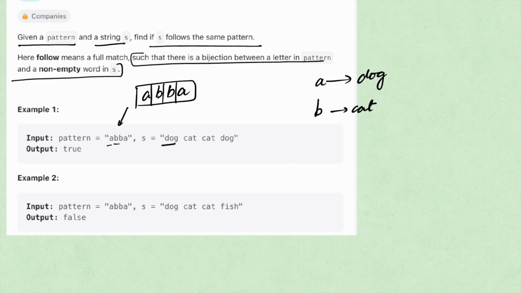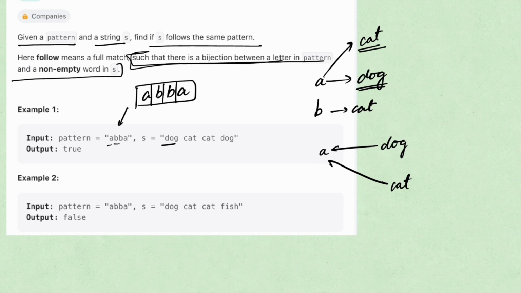It's not like A can be mapped to cat also, right? That will violate the pattern, so that's not possible. And the second thing is also true: a character cannot be mapped to two strings. Like A cannot be linked with both cat and dog. So that is the restriction of the problem, and that is what this particular line signifies.